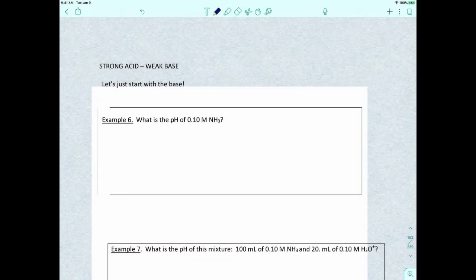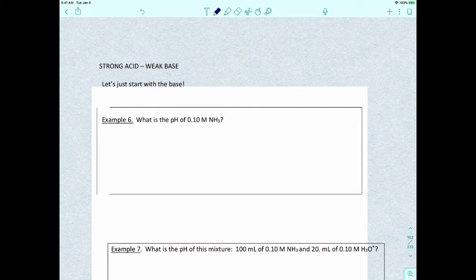All right. So we've looked at a titration of a strong acid with a strong base. We've looked at a titration of a strong base with a weak acid. Now let's take a look at titrating a weak base with a strong acid. So here's our problem. Let's just start with the base first. What is the pH of 0.1 molar NH3?